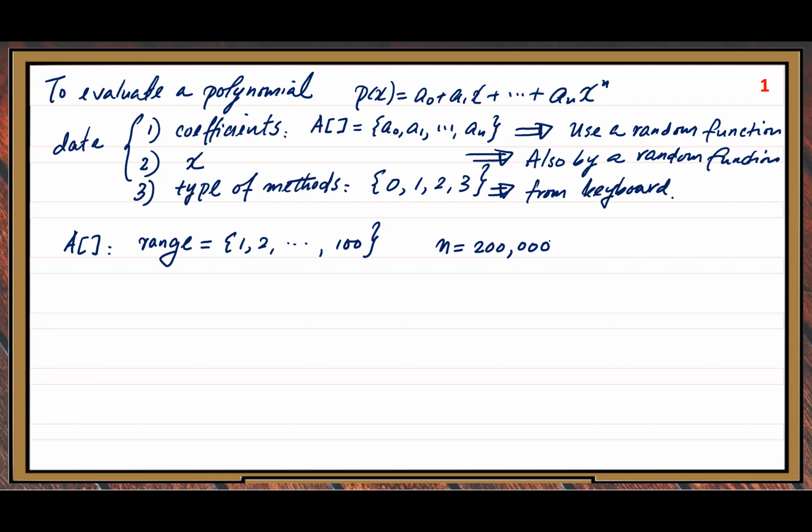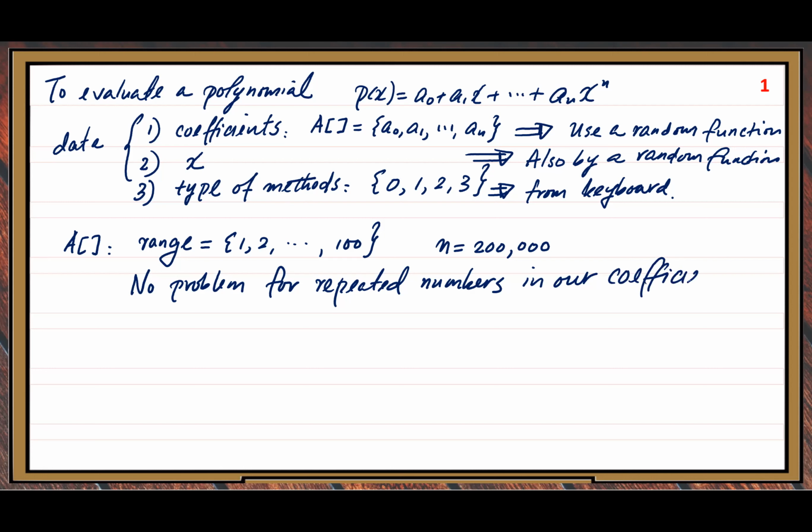So here, no problem for repeated values, repeated numbers in our coefficients. Actually, it's very common. When we write a polynomial, some of the coefficients can have the same value, right? It's quite common.